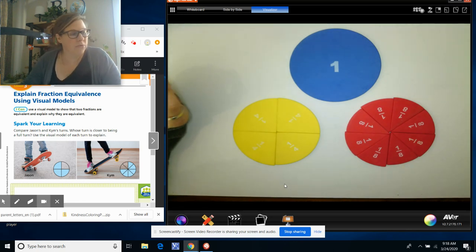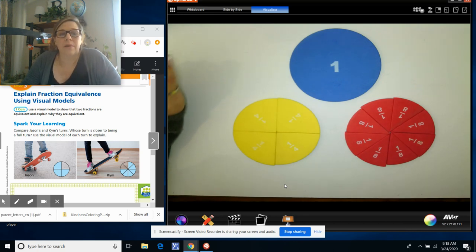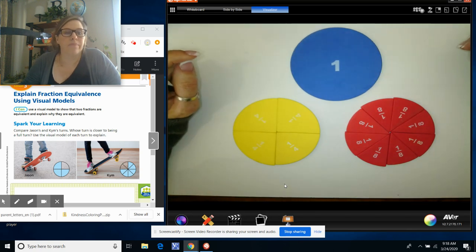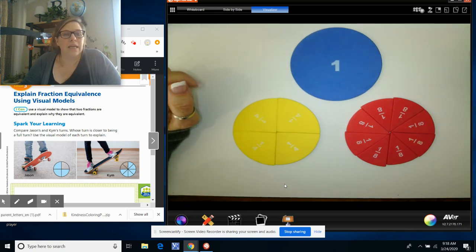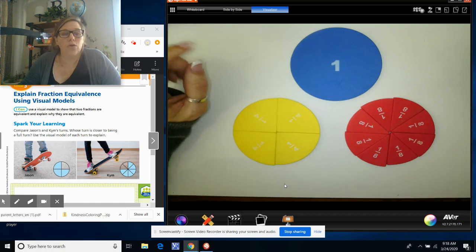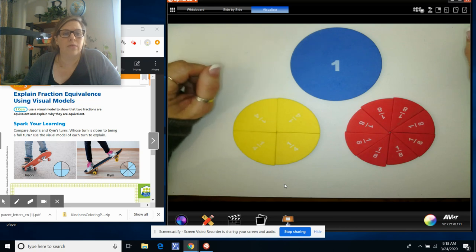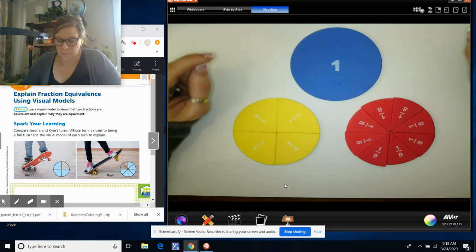You're working on 275. We're in lesson 3, fractions. We're going to be talking about explaining fraction equivalence using visual models. So our I can statement says, I can use a visual model to show that 2 fractions are equivalent and then explain why they are equivalent. So let's look at the problem they have us working on today, the Spark Your Learning. It says, compare Jason's and Kim's turns. Whose turn is closer to being a full turn? Use the visual model of each turn to explain.